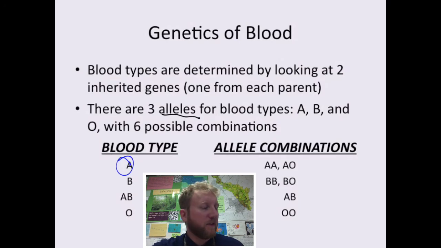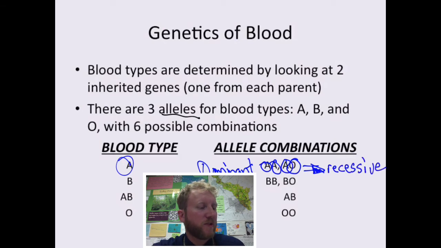So mom can give you A, and dad can give you A, and that gives you type A blood. And that would be the dominant condition, okay? Or you can have mom give you A and dad give you O, but you still have A because O would be considered the recessive.